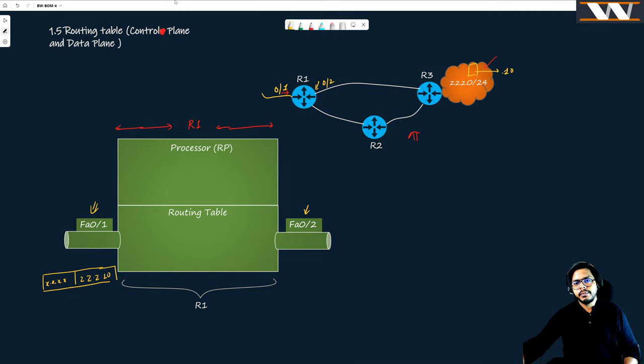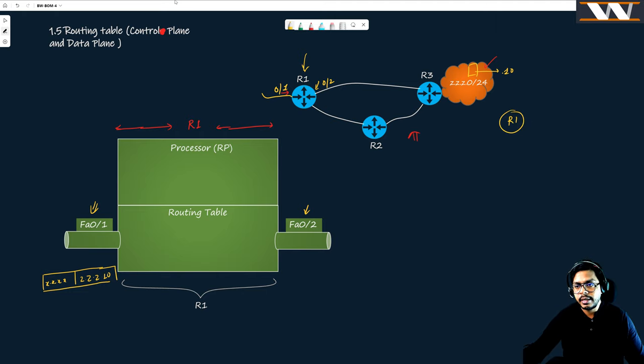So right now I am saying that you haven't created a static route, because a static route means manual configuration, and you do not want to do that. You are not logging into this router R1 and saying that if you want to reach z.z.z.0, you need to go to R3 first, which is going to be your next hop. So you are not writing this into R1, right? But still, R1 wants to know it.